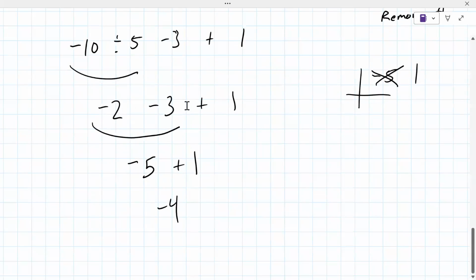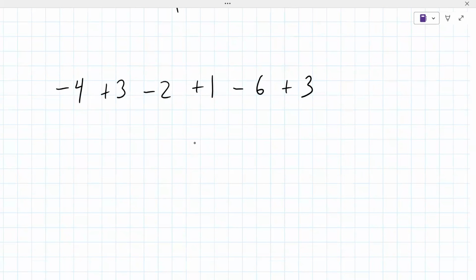All right, so let's just do a couple of quick add and subtract problems here to get you working through. So let's say it's -4 plus 3, -2 plus 1, -6 plus 3 again there. So go ahead and work this out from left to right. Try to really focus on those signs as you're working through them and see what you come up with.